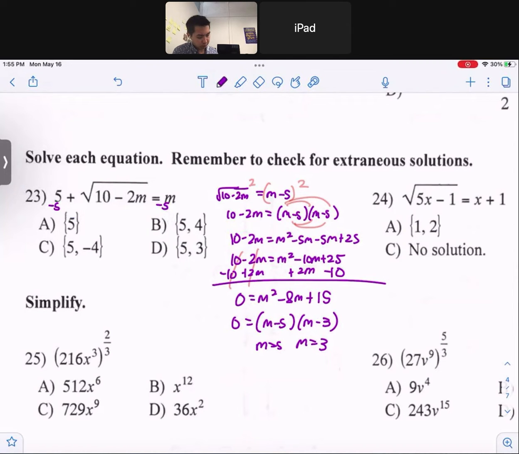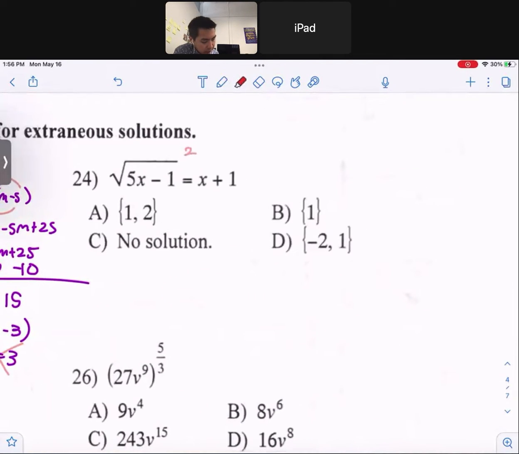So this one works. But if you plug in 3 into here, 2 times 3 is 6. 10 minus 6 is 4. Square root of 4 is 2. 5 plus 2 is 7. But we said m was equal to 3. 7 would not equal 3. So that means 3 would be an extraneous solution. So that doesn't count. So our only answer is 5. Your only answer would be 5.